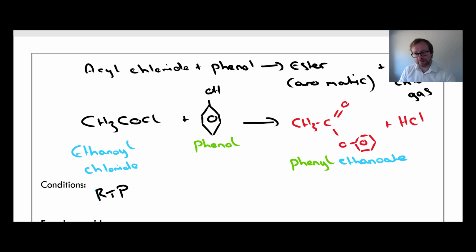Can make it a bit clearer, so here's my phenyl, and here's my ethanoate. Okay, and it needs to happen at room temperature and pressure.